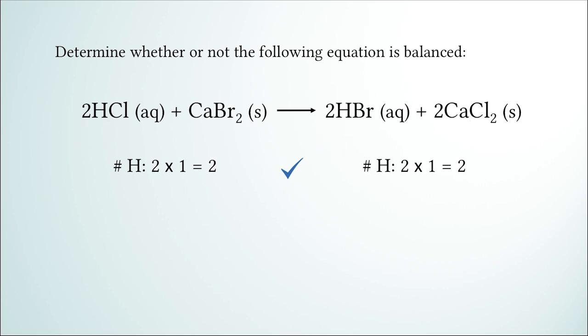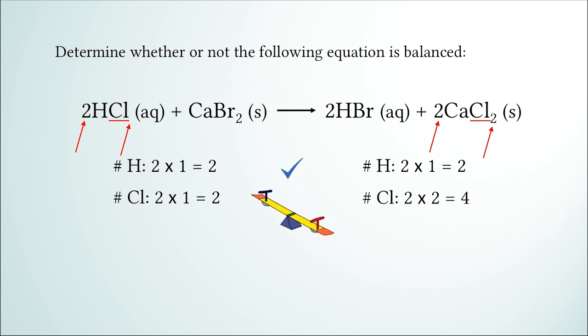Now chlorine. There are 2 HCl molecules times 1 chlorine atom in each molecule for a total of 2 chlorines on the reactant side. There are 2 CaCl2 molecules times 2 chlorine atoms in each molecule for a total of 4 chlorines on the product side. There are more chlorine atoms on the product side than the reactant side, so the equation is not balanced with respect to chlorine. So we can say the whole equation is not completely balanced. We have our answer. But just to continue the practice of doing this, let's continue.